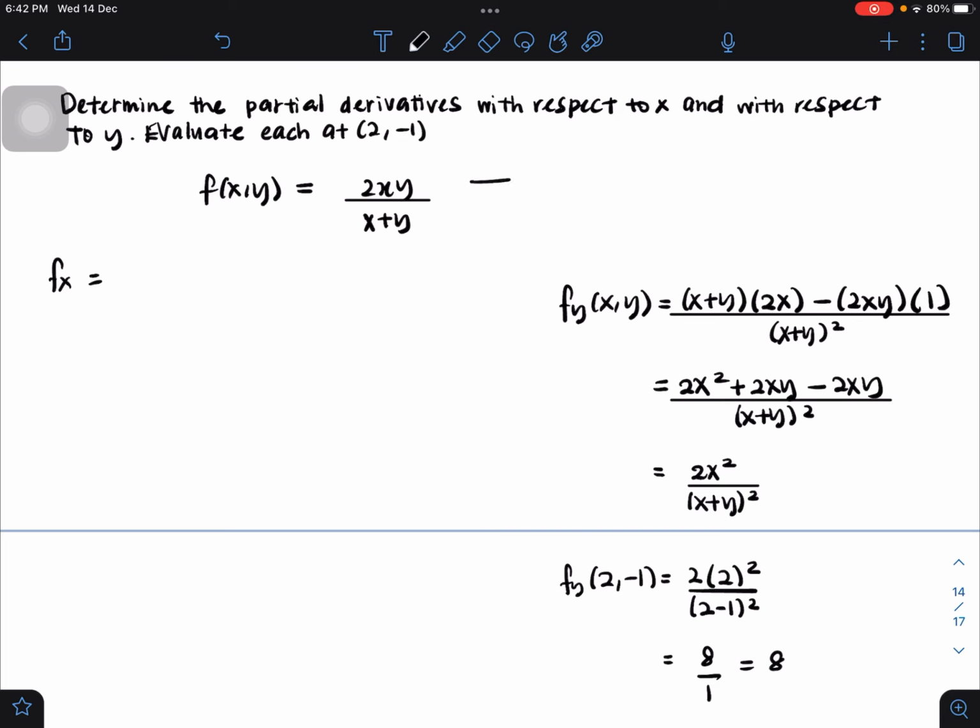So this is the function, and the function is in the term of quotient or fraction. So for you to solve the equation that is in the term of quotient or fraction, you need to use the quotient rule. What is quotient rule? Let's say we let this one is u, this one is v. So quotient rule is v du minus u dv divided by v square. So what is your v, what is your u? You need to list down. So your u is 2xy, your v is x plus y.